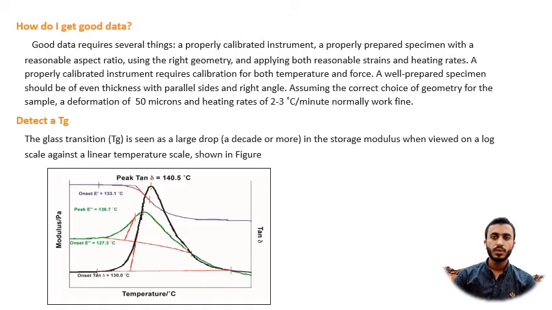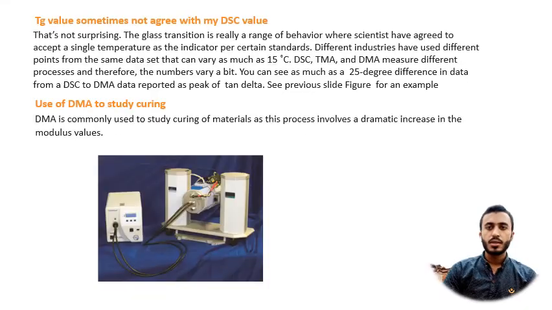Running a multi-frequency scan and calculating the activation energy of the transition allows you to decide if the transition is really a Tg. The activation energy of Tg is 300 to 400 kJ per mole. In comparison, a Tβ has an activation energy of about 30 to 50 kJ per mole.